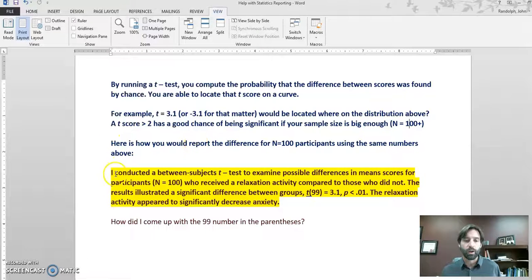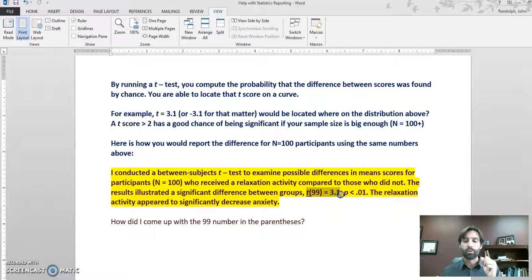Okay, so saying I conducted a between subjects t-test to examine possible differences in mean scores for participants, n equals 100, we had 100 participants, who received the relaxation activity compared to those who did not. The results illustrated a significant difference between groups, and here's what you would actually put down, and I'll go over this in SPSS in class too.